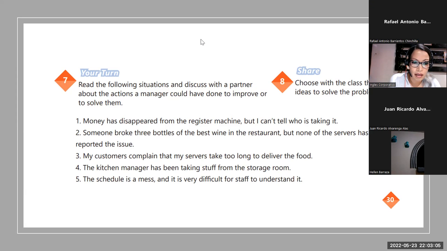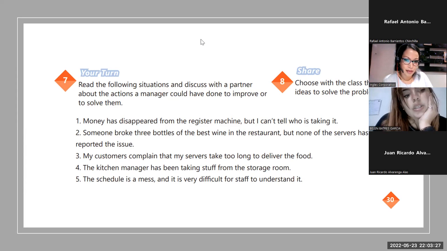Thank you. Let's see. The kitchen manager has been taking stuff from the storage room. Wow. Any ideas for this one, or you didn't finish that? Teacher, in our group, we made two for number five. Okay, you can share that one. Tell me, you can share the first one.